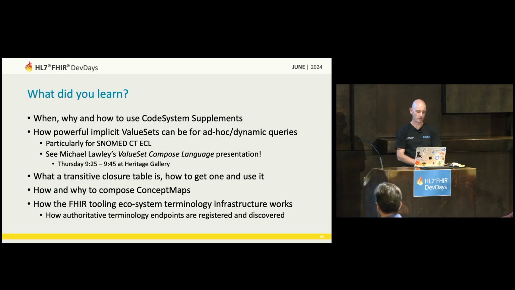So what did we go through? Hopefully when, why, and how to use CodeSystem Supplements, how powerful implicit value sets are for ad hoc querying, and particularly with SNOMED CT ECL, but how awesome it would also be to have that for other FHIR code systems generally as well. So if you're interested, go along to Michael's talk. What a transitive closure table is and how you use that.